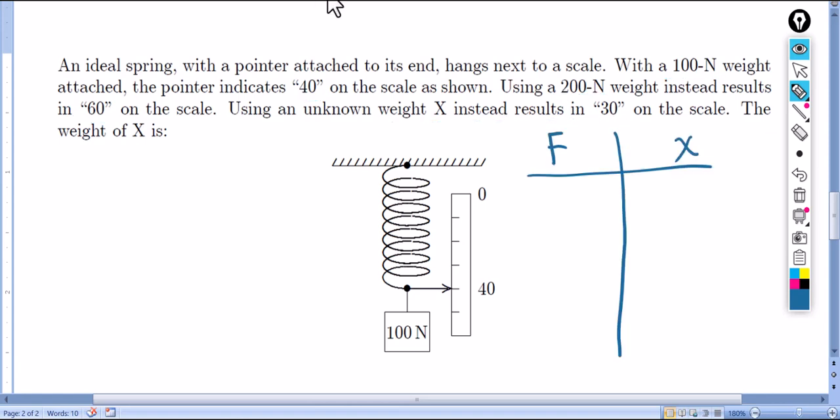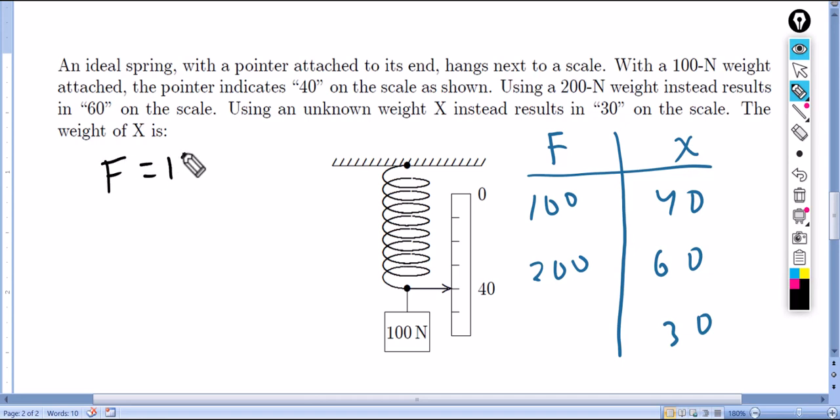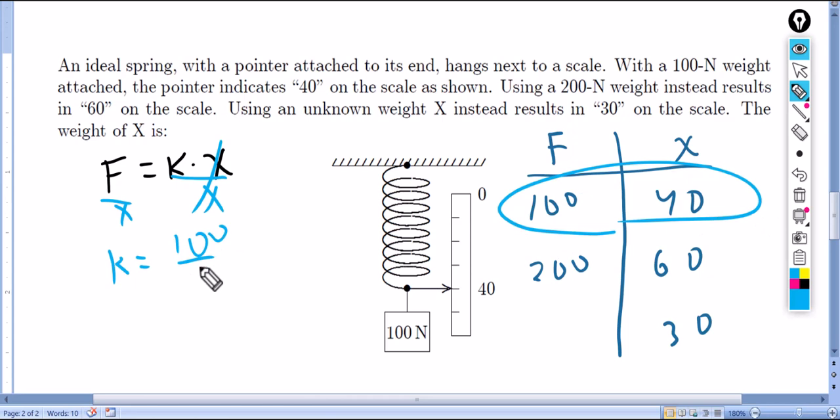So if we put 100, we get 40. If we put 200, we get 60. What would be the 30? Well, we could take this from a very, very physics point of view and say, hey, I know this cool thing called Hooke's law. And it would be easy enough to find the k value, right? We can just divide both sides by x, and there's a k value. So for example, if we take these two, 100 divided by 40, well, that's 2.5. So we could just say, hey, our k value is 2.5.